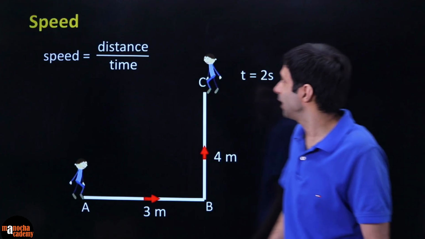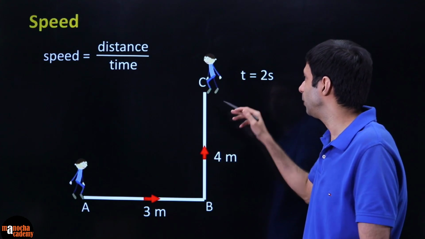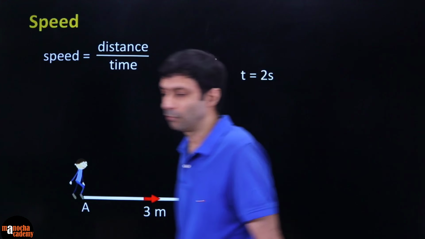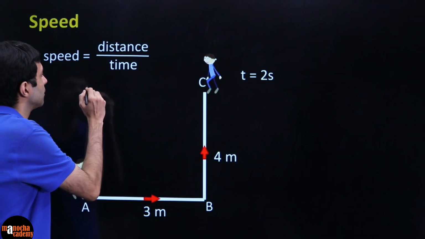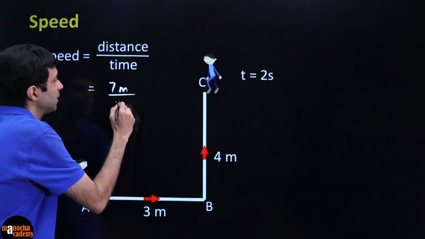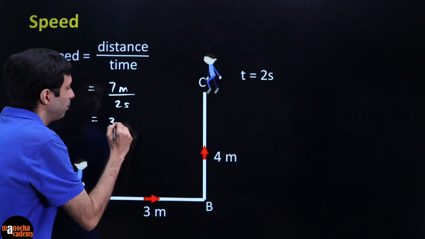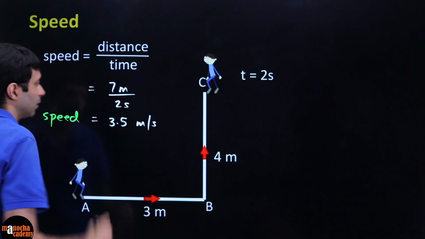So let's say in this case, we are given that the time the boy took from A to B, B to C was 2 seconds. So what is his speed going to be? We saw earlier the total distance traveled is 3 plus 4, 7 meters. Time is 2 seconds. So it's going to be 7 by 2, 3.5 meter per second.